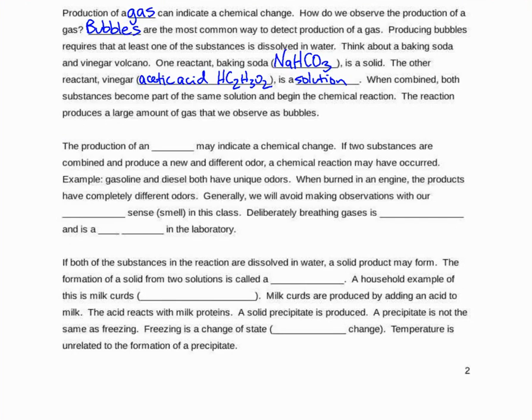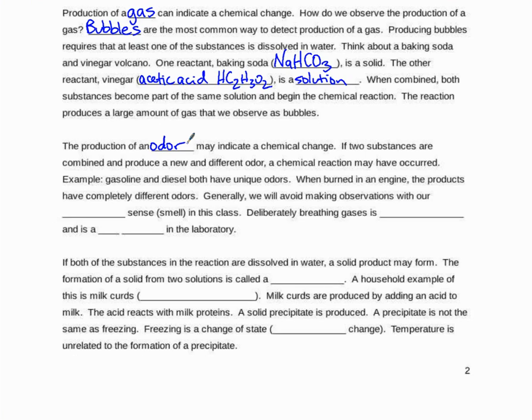Another possibility, and this goes along with the production of a gas, production of an odor could indicate a chemical change. If two substances are combined and produce a new and different odor, a chemical reaction may have occurred. So here's a generic example. Gasoline and diesel fuel both have unique odors. You could do a blind test and say, I smell this, yes, it's gasoline. Some of you could do the same with diesel, maybe not as many.